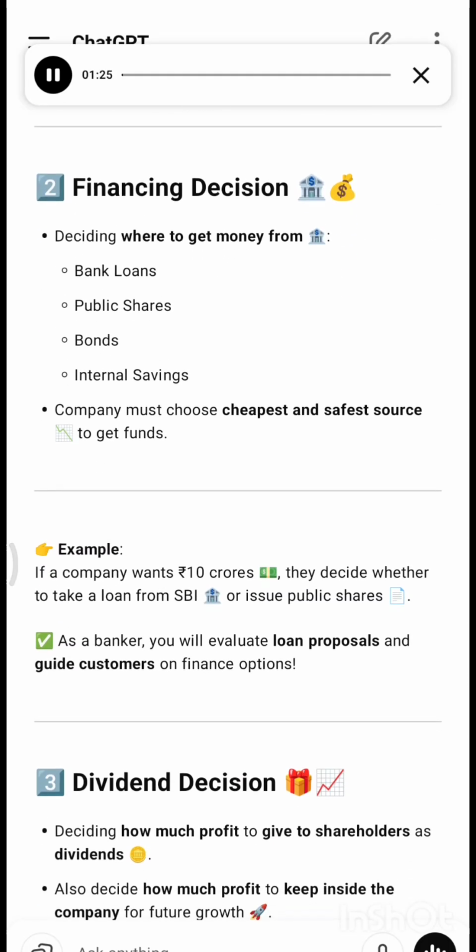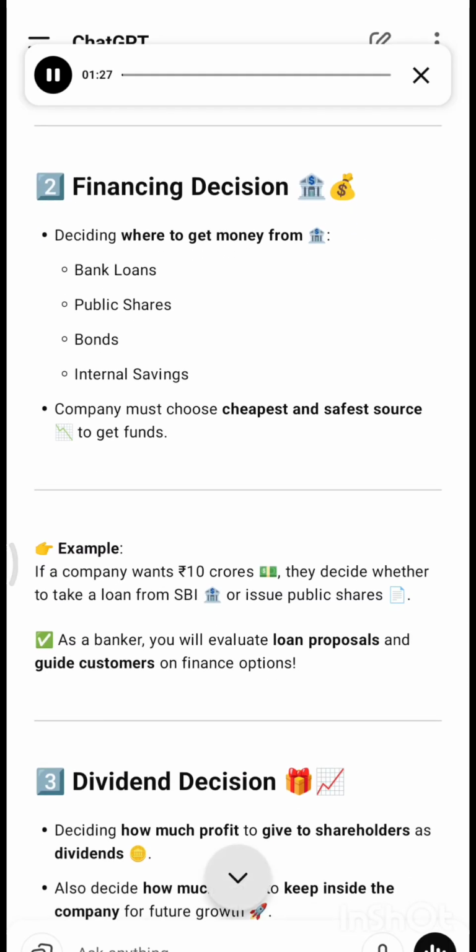Number 2, financing decision: deciding where to get money from. Bank loans, public shares, bonds, internal savings. The company must choose the cheapest and safest source to get funds. Example: if a company wants 10 crores, they decide whether to take a loan from SBI or issue public shares. As a banker, you will evaluate loan proposals and guide customers on finance options.